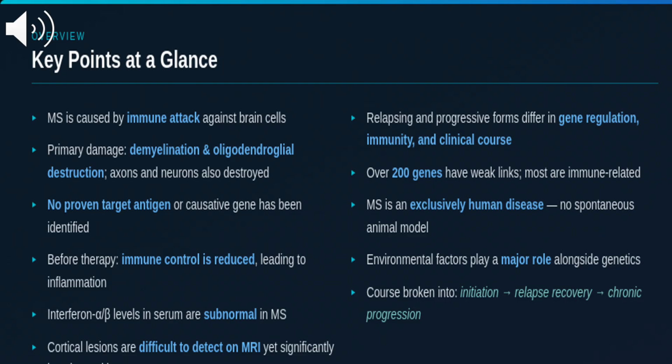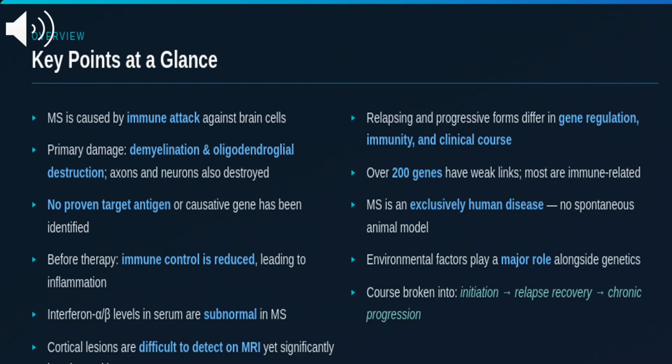Second, and this is crucial for everything that follows, there is no known antigen that drives MS. Unlike rheumatoid arthritis, where we can point to citrulline proteins, or myasthenia gravis, where the acetylcholine receptor is the target, MS has no confirmed target antigen. No single gene causes it either. This makes it unlike any other autoimmune disease in our textbooks.